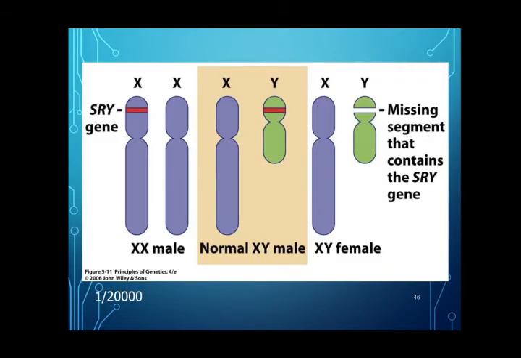So, for XX males, you can see that the chromosomes are XX, but they have the SRY gene. So, despite being XX, they become male because of the gene. In a normal XY male, the SRY gene is on the Y chromosome, not X. But for the XY female, despite having an XY chromosome, they are missing a segment that contains the SRY gene. So they grow up as a female.